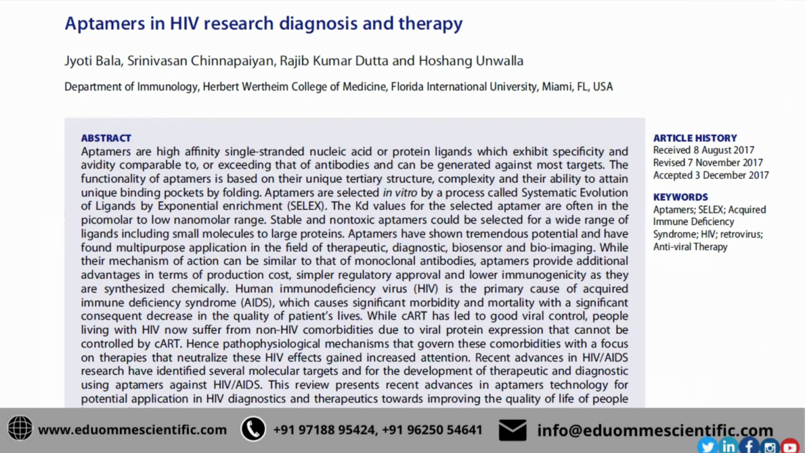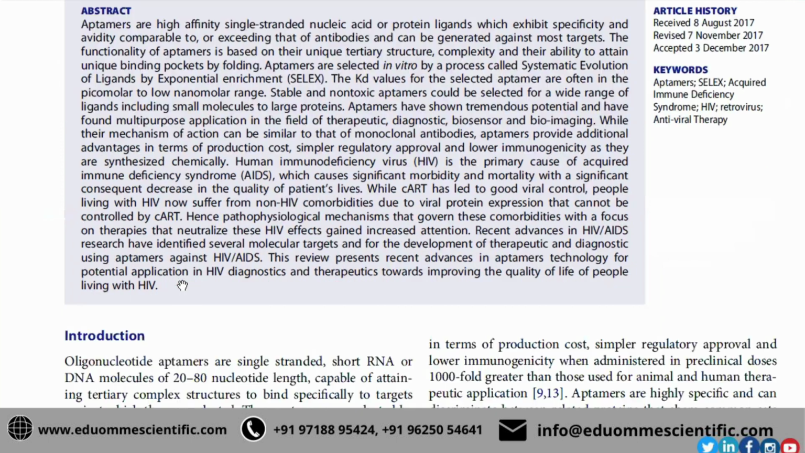If you read the abstract, you will get an idea of what aptamers are, how they have been generated, and how they have been applied in the biomedical sector, especially for HIV. So here is the crisp summary, okay.